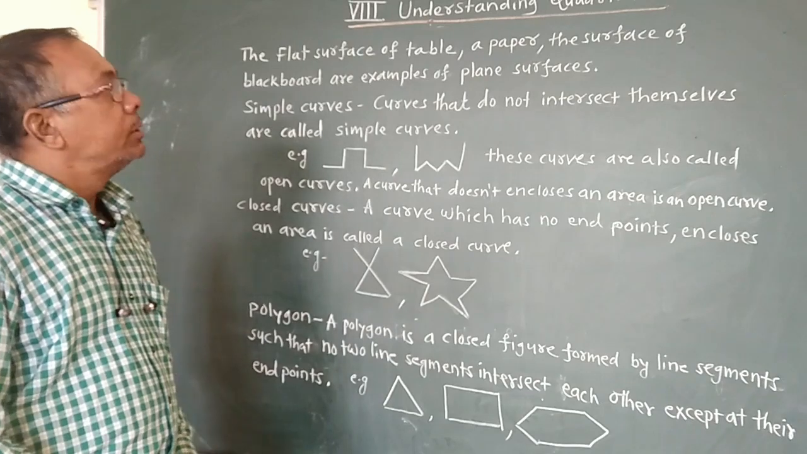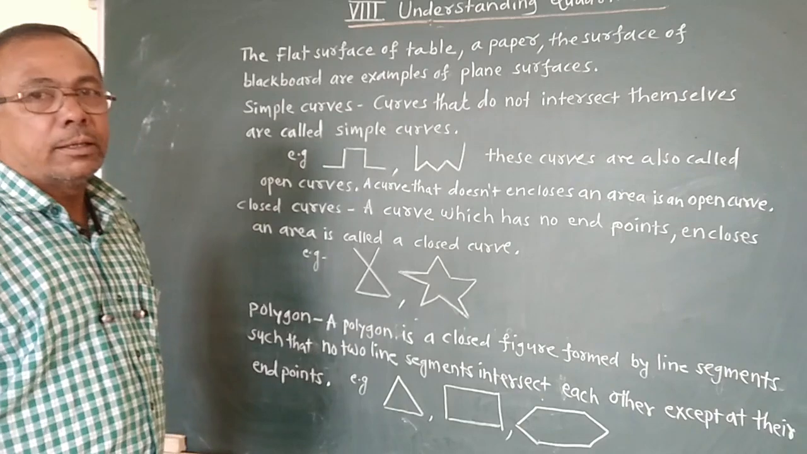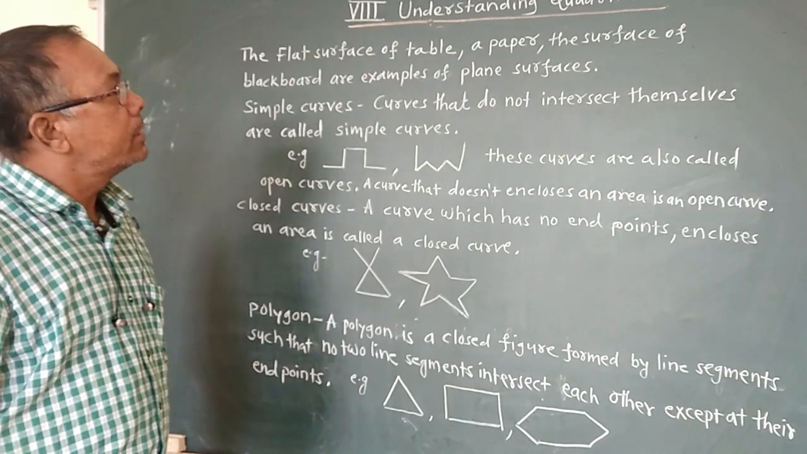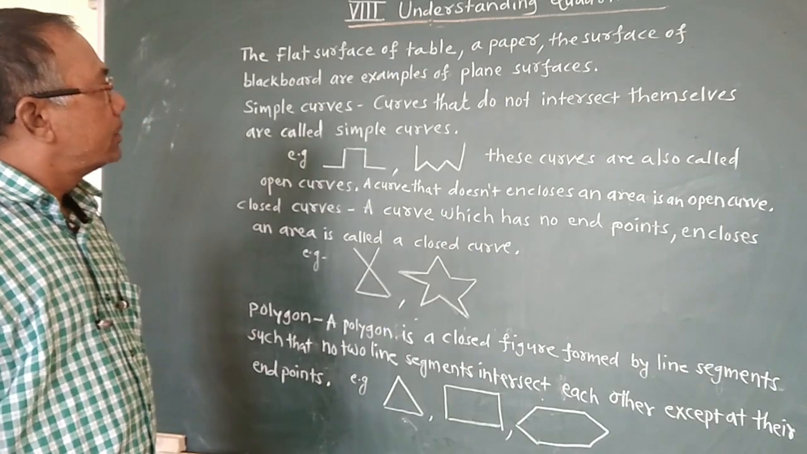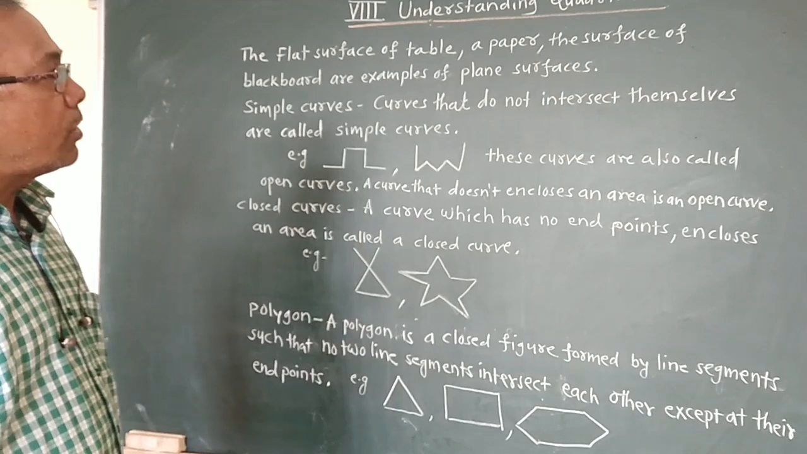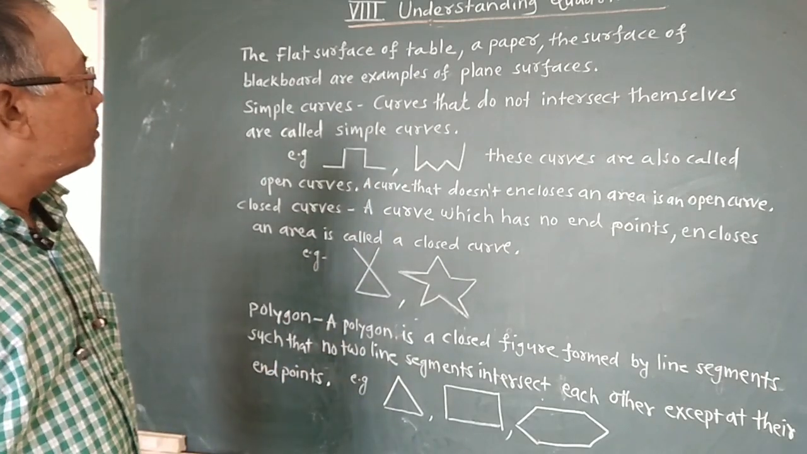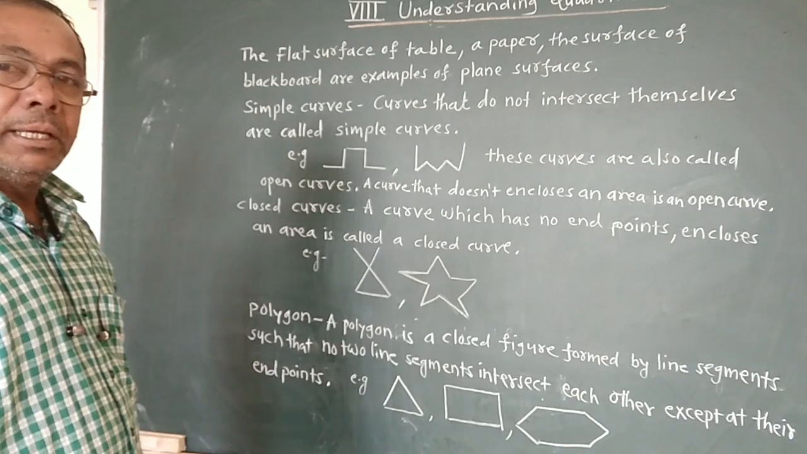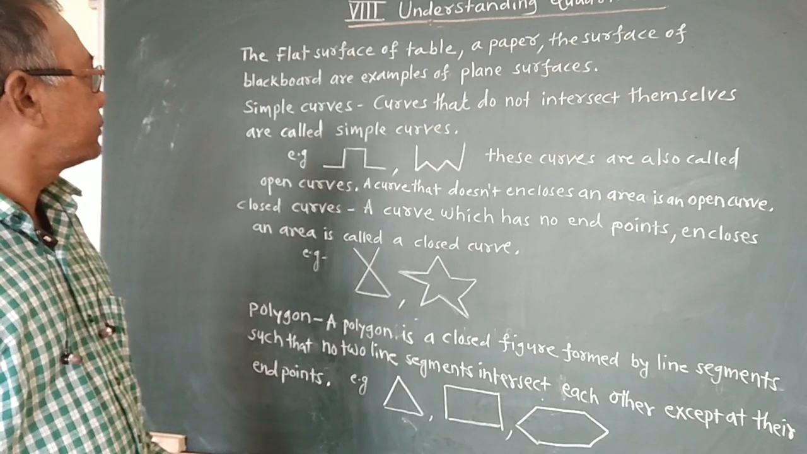Let us see about quadrilaterals, and the name of our topic is understanding quadrilaterals. The flat surface of a table, a paper, a surface of blackboards, these are the examples of plane surfaces.